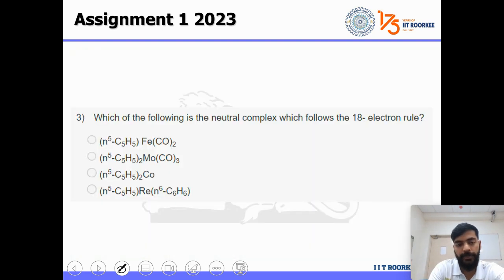Let's move to the next question now. This is again a repeat question, a similar type of question we have already discussed in our previous session. So I will expect you to answer this question. Which of the following is a neutral complex which follows the 18 electron rule? Directly, what you have to do is calculate the electron count and tell me which is a neutral complex.